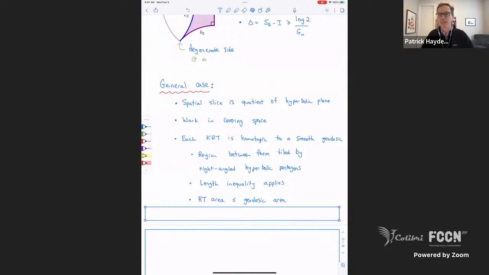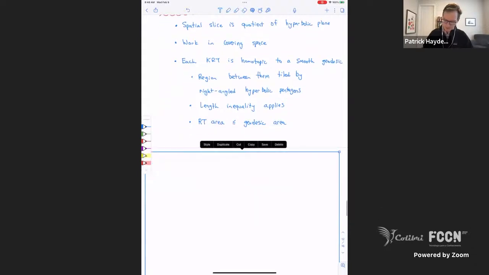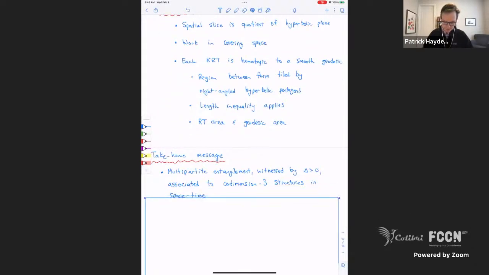then the Ryu-Takayanagi formula tells us that the area of the minimal surface will be less than or equal to the area of this geodesic, the length. And so that's how you handle the general case. And that's basically the story.